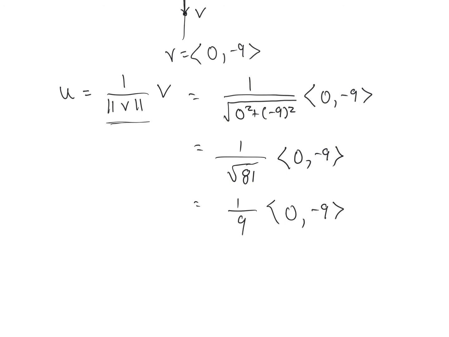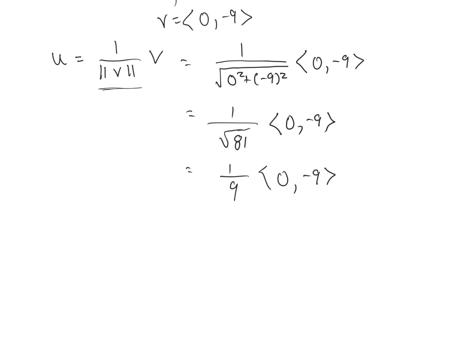So now we just got to take 1/9 times each part. 0 times 1/9 is 0. 1/9 times -9 is -1. So my u has to equal 0, -1, which makes sense. It's in that same direction, but notice that the magnitude, the unit, is just 1. Let's do another example here using the same idea.